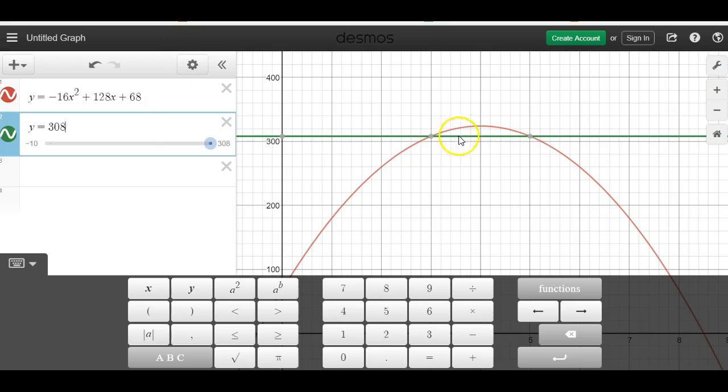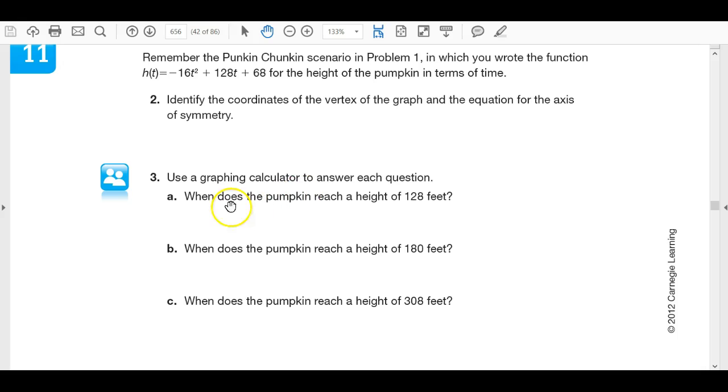308. And then here we have it. It's hitting at 3 seconds. But notice, hey, wait a minute. It's also at 308 over here at 5 seconds. So 3 and 5. So my answers here have to be 3 and 5 seconds.